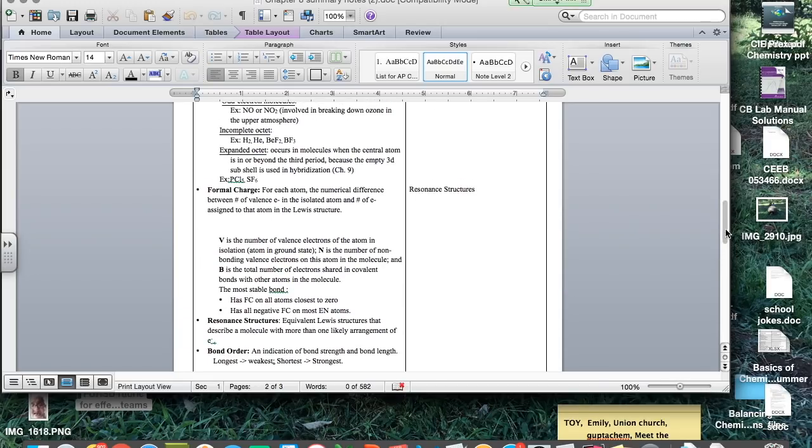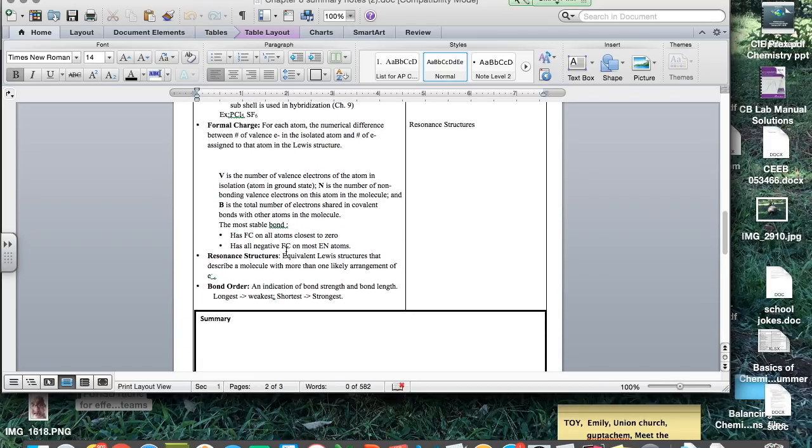Then we go to resonance structures. Remember, resonance structures are when you can draw more than one Lewis structure for a substance. Formal charge review: remember, formal charge is the number of valence electrons on one atom on the periodic table minus how many electrons are assigned to that atom in the structure. For example, nitrogen on the periodic table has 5 valence electrons. In this structure, it has 1 lone pair, so 2 electrons, and half of the bonded pairs, so 3, 4, 5. So 5 minus 5 is 0.